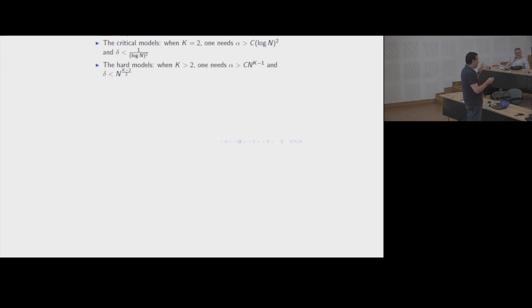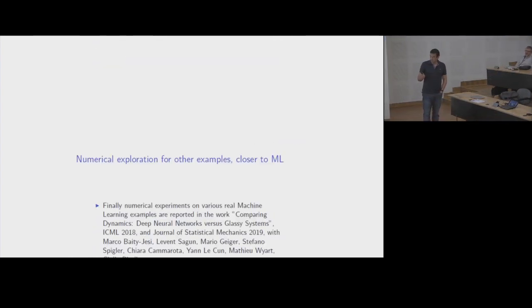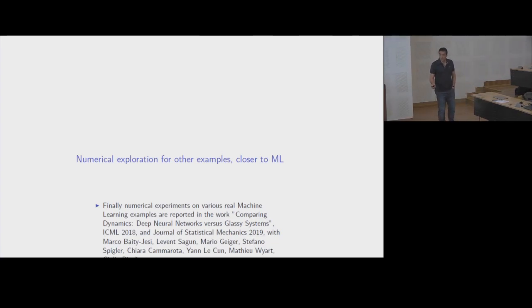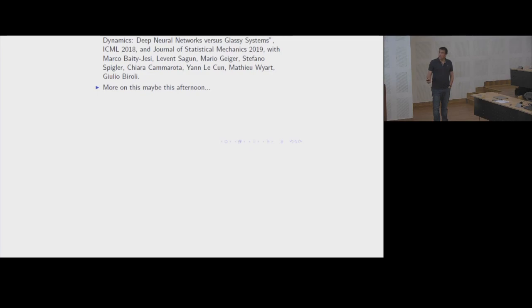So this is the simplest, very simple losses, square loss for Gaussian, but general linear models, and then you have this classification. I still believe that this will be a classification valid for general models. But in order to know that, of course, we have to do numerical experiments. So there are numerical experiments on various real machine learning examples, which are reported in this work, comparing dynamics, ICML 2018, and Journal of Statistical Mechanics by Marco, Levent, Mario, Stefano, Chiara, Jan, Mathieu, and Giulio. And maybe there will be more on that this afternoon because two of the authors are also speaking.